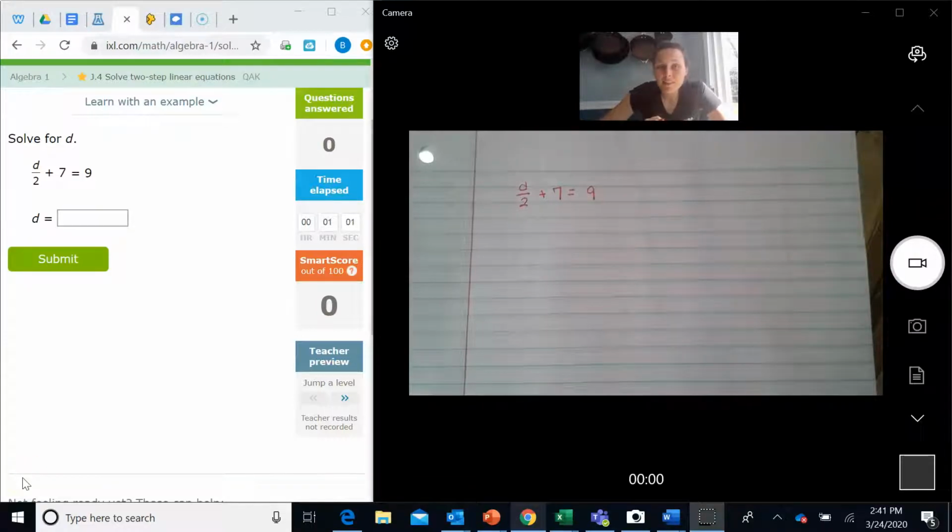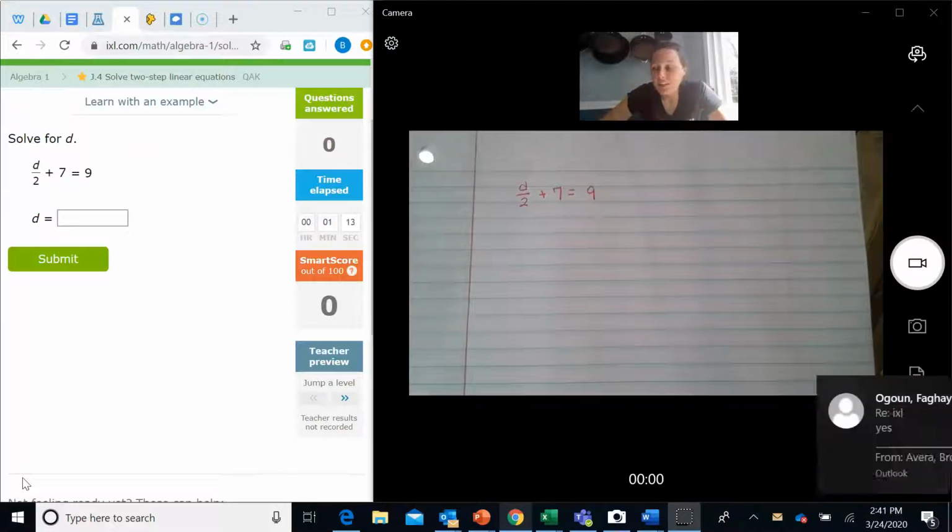Your assignment this week is to do J4 and J10 on IXL for support. So I'm just going to give you a couple of examples from each one to make sure you're good to go.